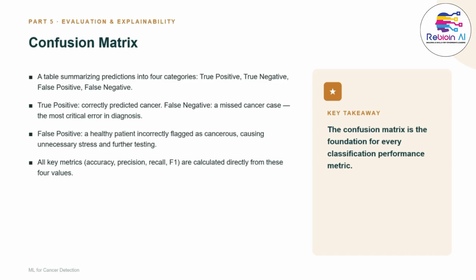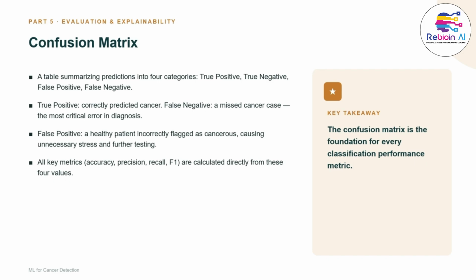Then the two error types. A false positive is when the model predicts cancer but the patient is actually healthy, an unnecessary scare. A false negative is when the model predicts healthy but the patient actually has cancer. That is the most dangerous error in medical diagnosis, since a real case slips through undetected.